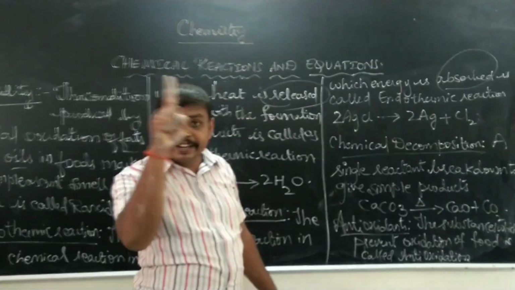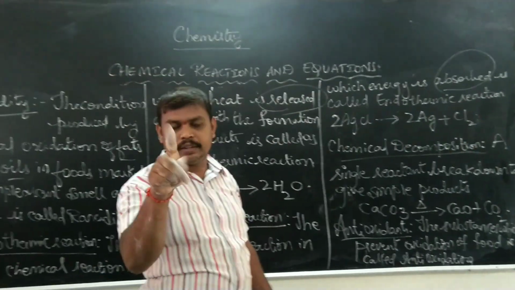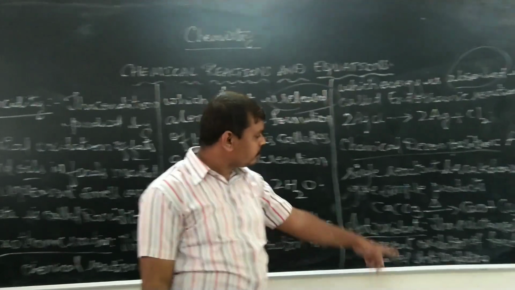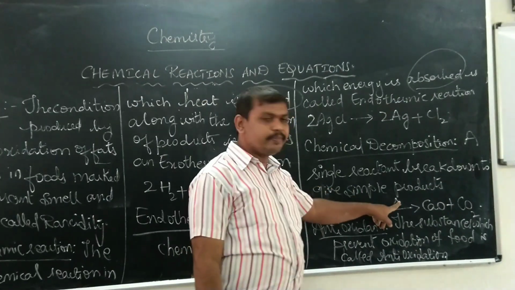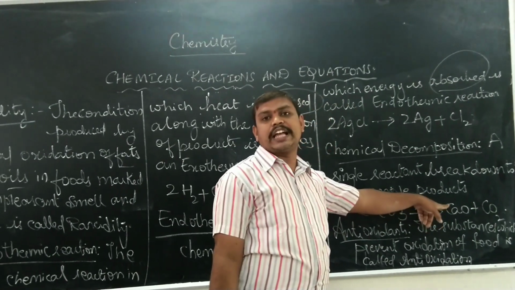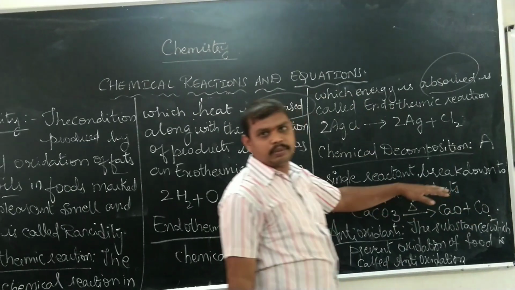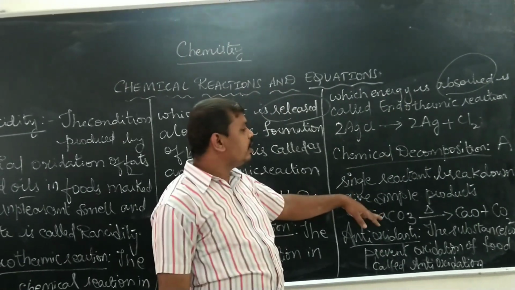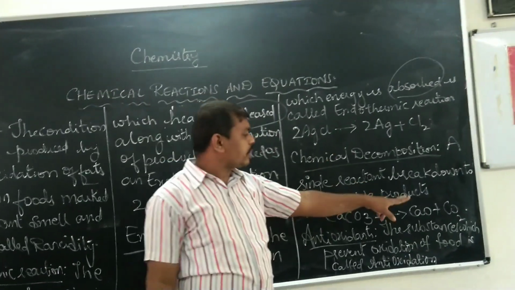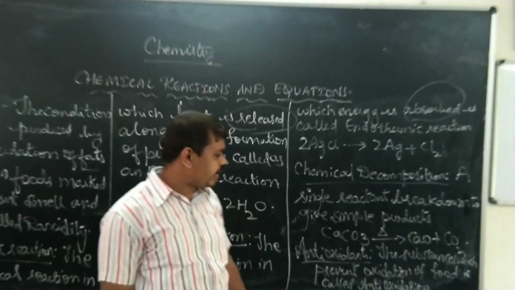A reactant is breaking down into two products. What is the best example? That is calcium carbonate. Let us take calcium carbonate, CaCO3, and this symbol indicates the heat here. There is CaO, that is calcium oxide, which is basic in nature, plus carbon dioxide is formed. That means one single reactant is being split up into two substances, that is two products are being formed: calcium oxide plus carbon dioxide.